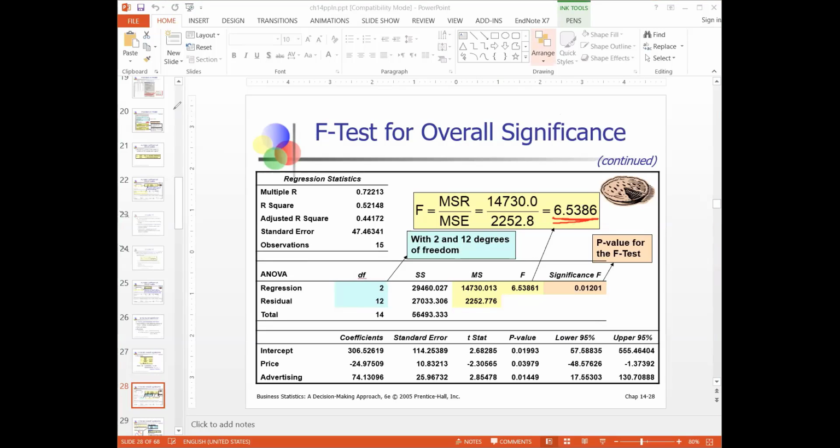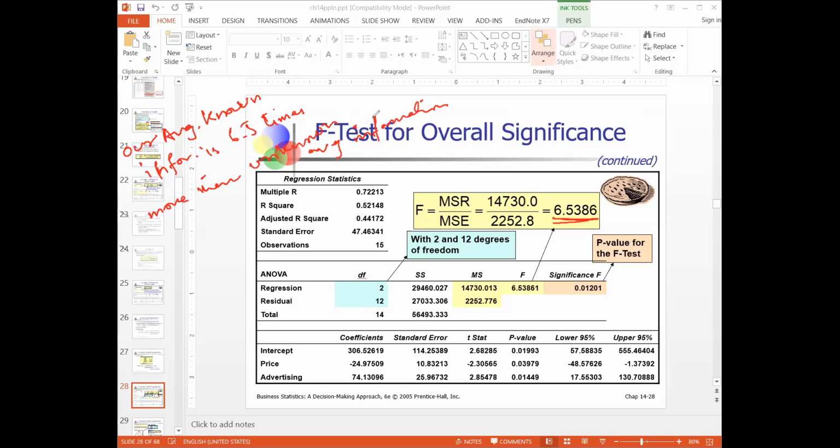What does this number mean? This number means that our average known information is 6.5 times more than unknown average information. I think it is clear now.